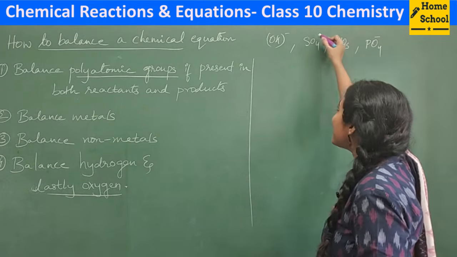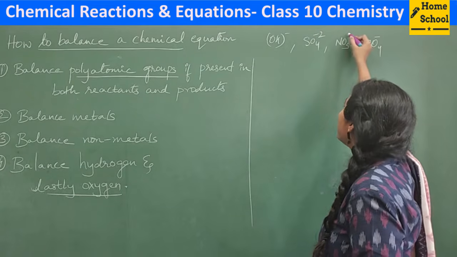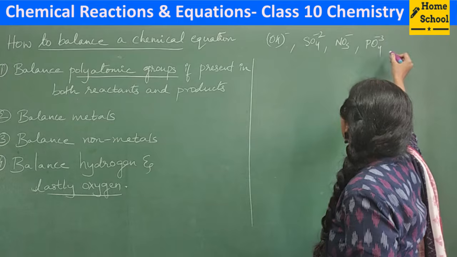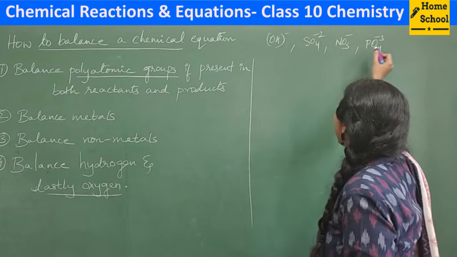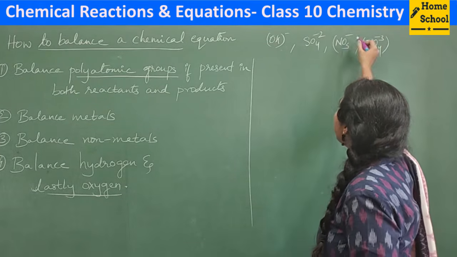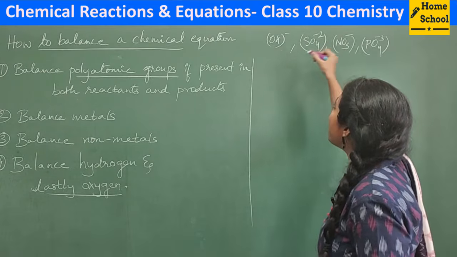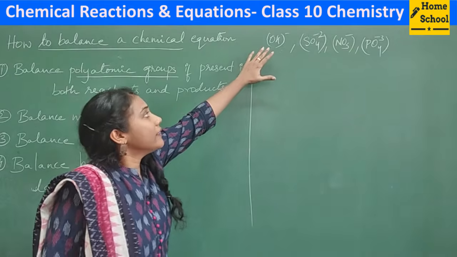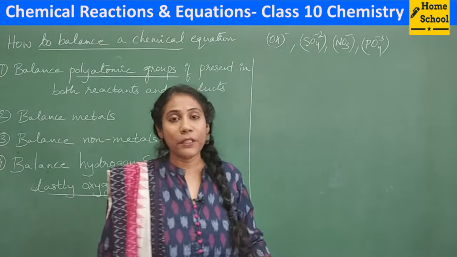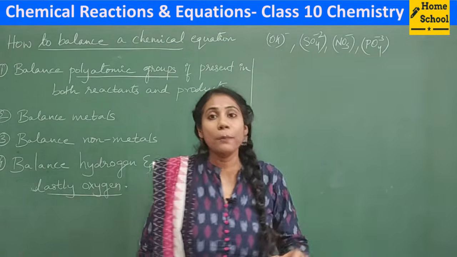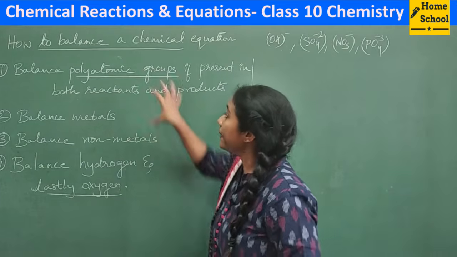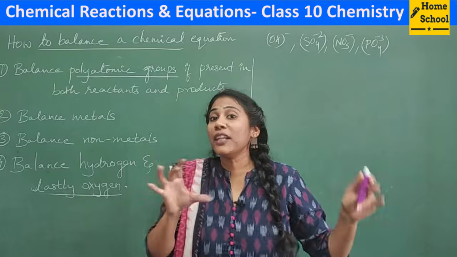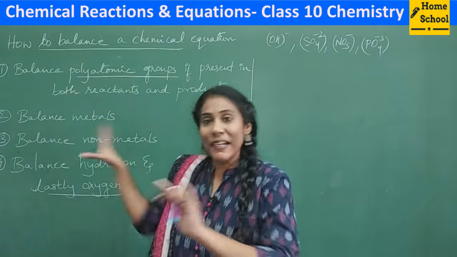SO4, NO3 minus, PO4 minus 3: all these we call polyatomic groups. Usually we mention them in a formula in the form of brackets. If these polyatomic groups are present in both the reactant side and the product side, then you have to consider them as a group and balance them.